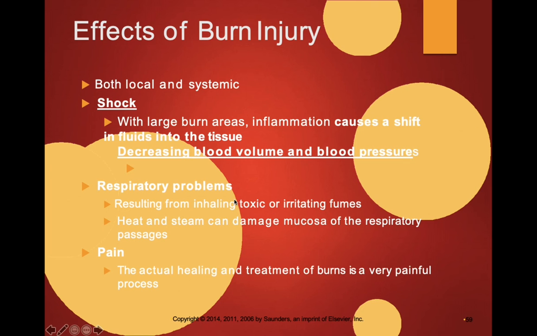Respiratory problems can result from inhaling toxic fumes or irritating fumes. You can damage the trachea. You could damage the mucosal membranes of the respiratory tract. Remember, that's first line of defense. Pain is another effect. The actual healing and treatment of burns is very, very painful.